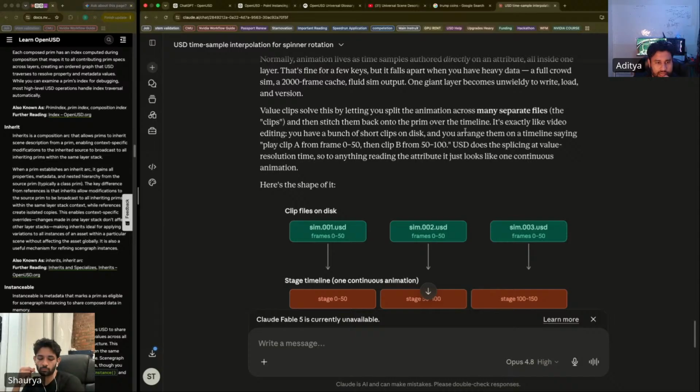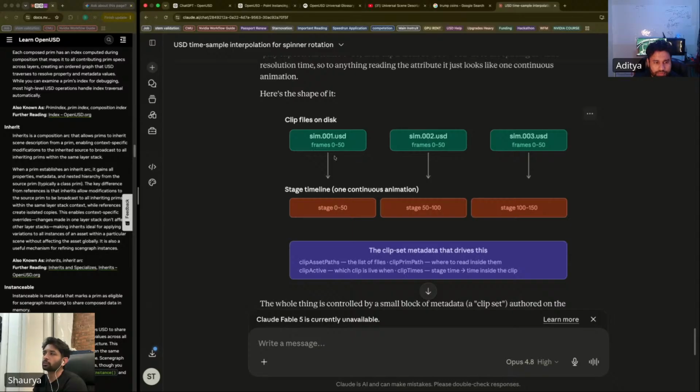So to anything reading the attribute, it just looks like one continuous animation. So clip files on disk: sim001.usd, sim002.usd. These are the ones that I was telling you. From frame 0 to 50, this is like red, like on a car, right? From 0 to 50, it's coming from this, right? No, I get it.